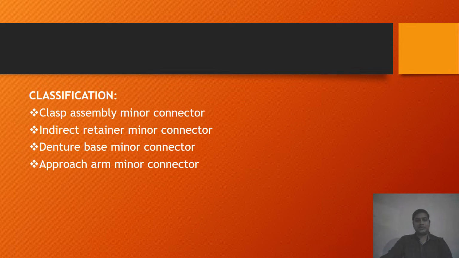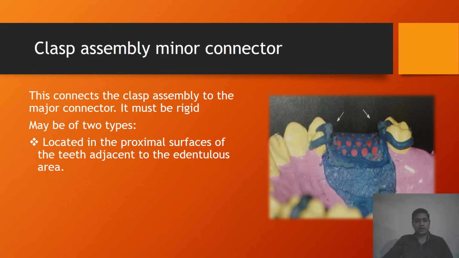Coming to the classification of minor connectors, there are mainly four types: clasp assembly or direct retainer minor connector, indirect retainer minor connector, denture base minor connector, and approach arm minor connector. Clasp assembly minor connector joins the direct retainer to the major connector. Ideally it should be rigid. It is of two types depending upon the location.